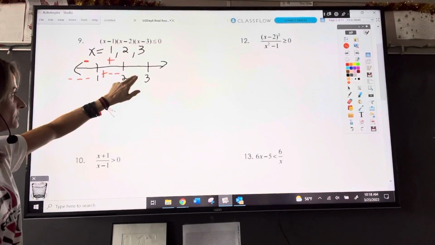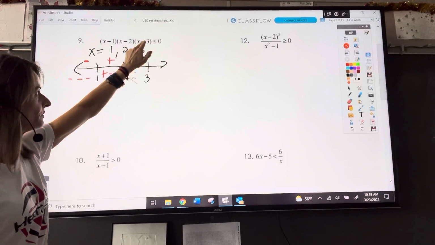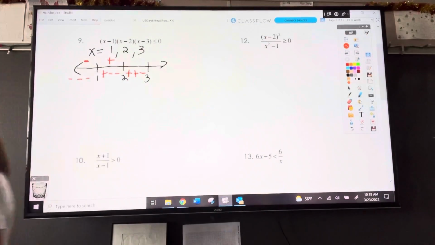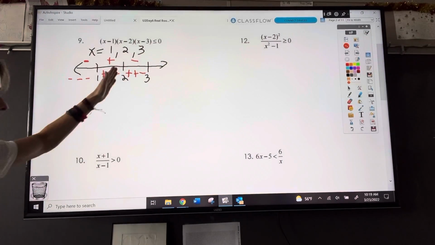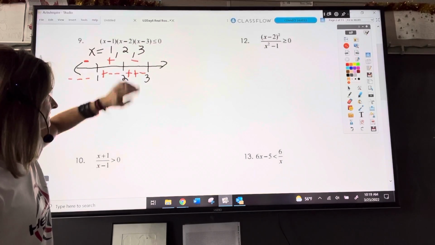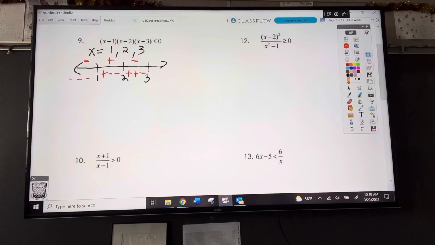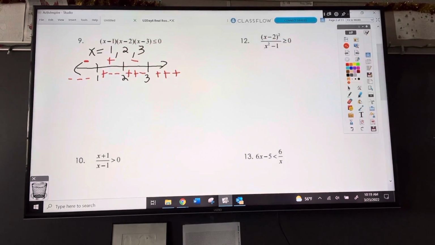Let's keep going. If I pick 2.5, 2.5 minus 1 is positive. 2.5 minus 2 is positive. 2.5 minus 3 is negative. A positive times a negative is a negative. So the graph between 2 and 3 is going to be below the x-axis because the y values are negative. Last interval. If I pick any number above 3, I'm going to get positive, positive, positive.